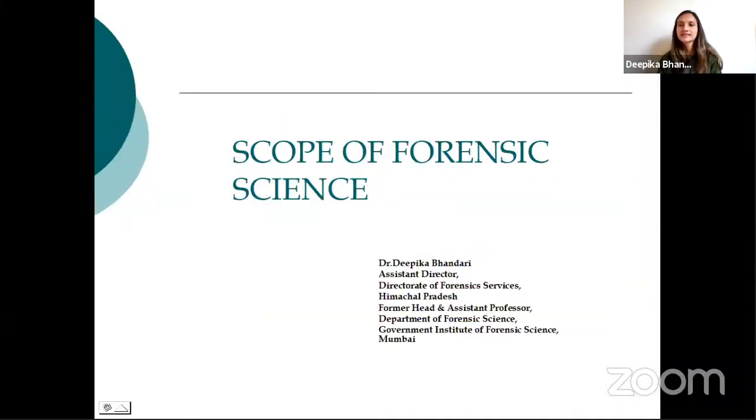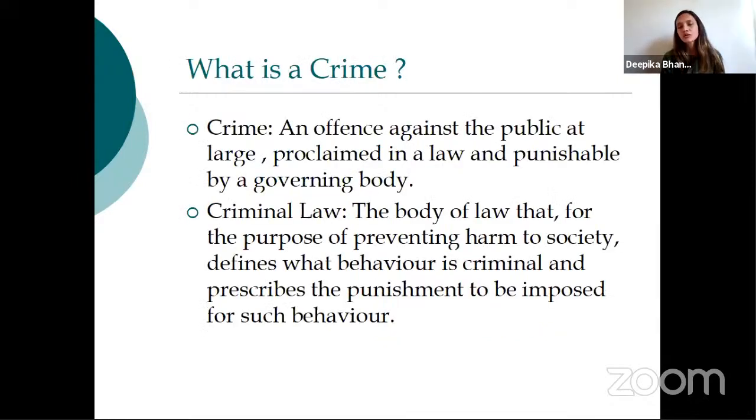As I was told that I need to guide the students, I thought, let's talk about the scope of forensic science. Before we talk about the scope of any subject, we need to know the basis of the subject. Why forensic science came into existence was because crime existed in society. So let us define what is crime. It is an offense against the public at large, which is proclaimed in a law and punishable by a governing body. So crime is something which is not acceptable in society, or in short, it is the breach of law.